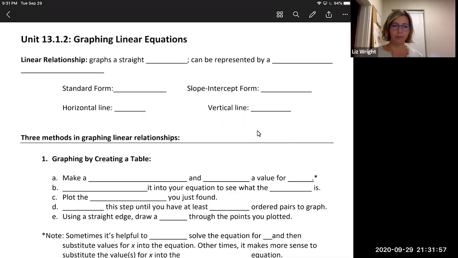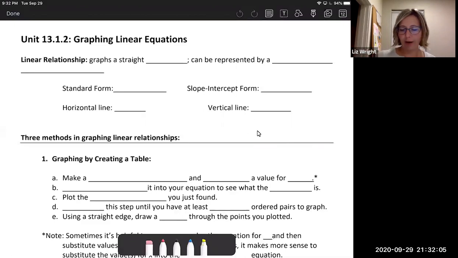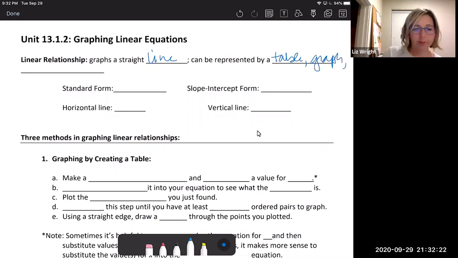Here we go. All right, linear relationship. So a linear relationship is, guess what? It's going to graph a straight line. So a linear relationship graphs a straight line, and it can be represented by a table, by a graph, or an equation.